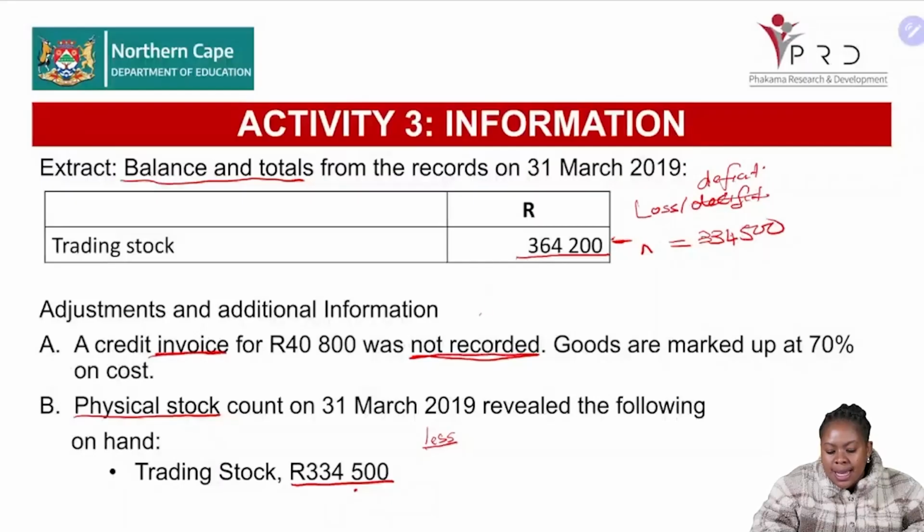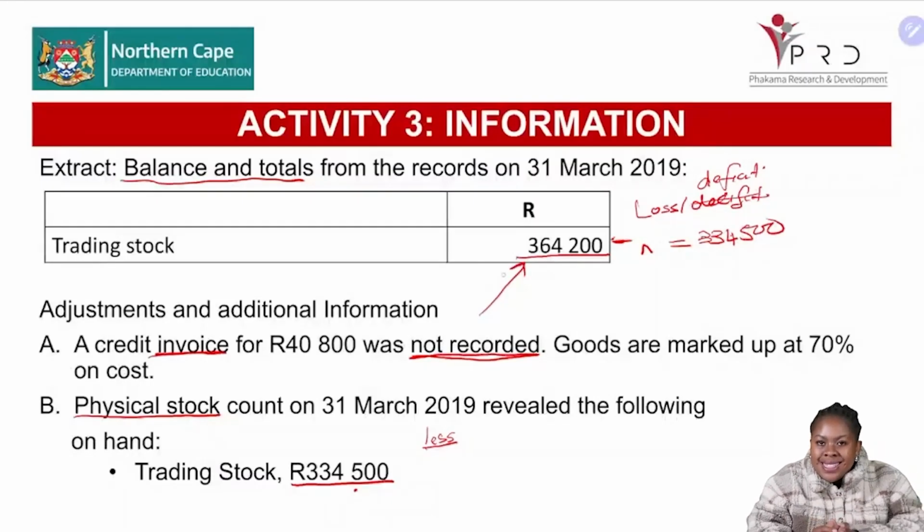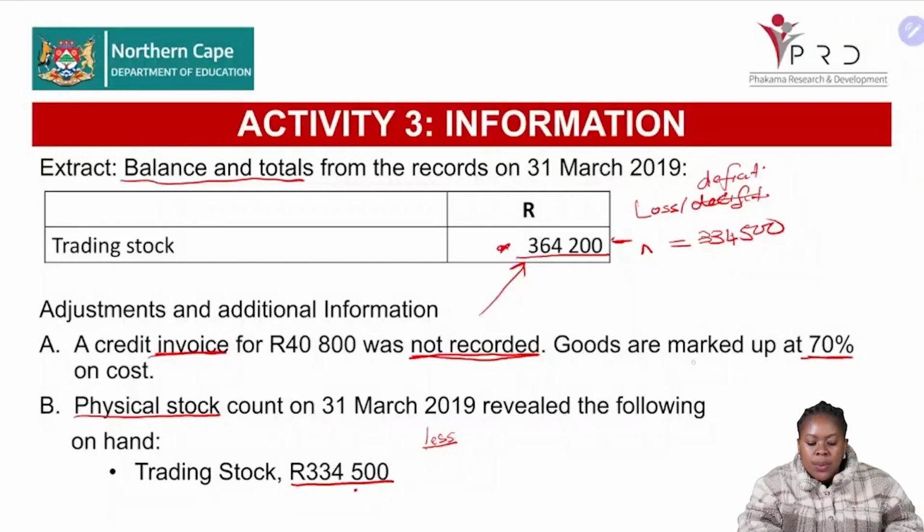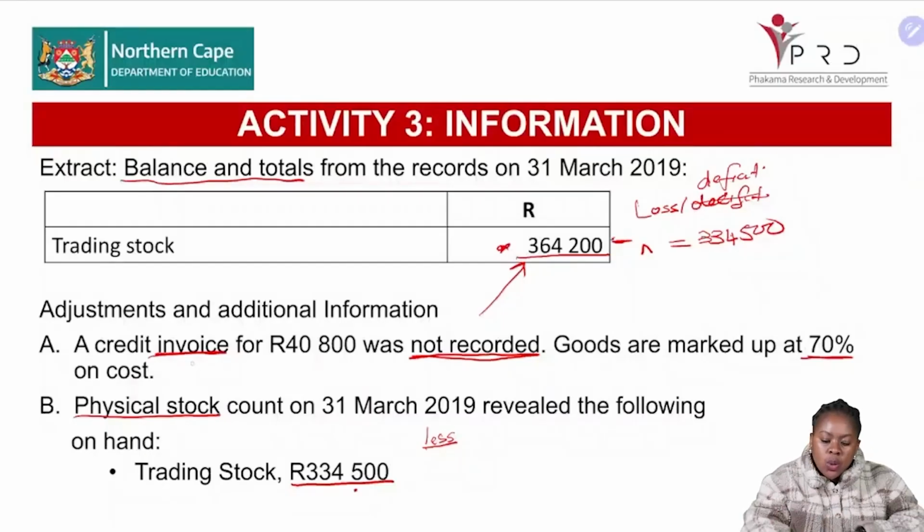So this means that this amount that is in our trial balance is not the correct amount. We omitted a particular transaction. So before we can actually conclude that it's a deficit, we have to first adjust this amount so that we see whether it's going to be a deficit or a surplus. It says goods were marked up at 70% on cost. So then it means that we need to calculate how much of our stock was actually sold because it's a credit invoice. Okay, so the big thing is that we need to adjust this amount.